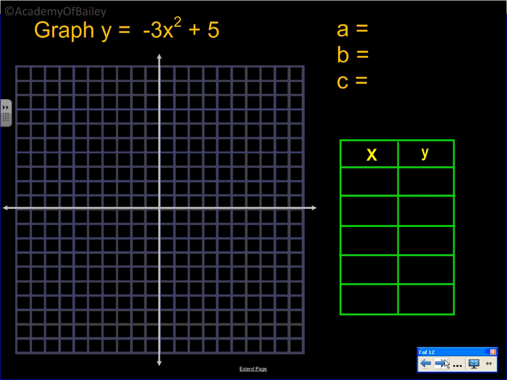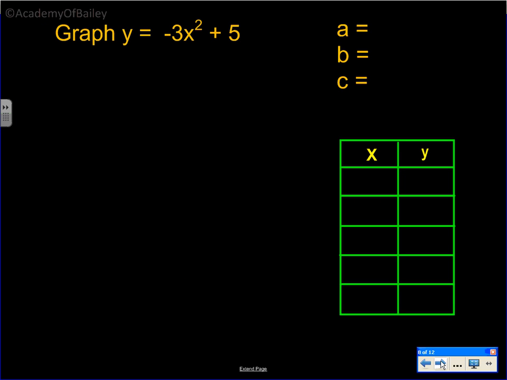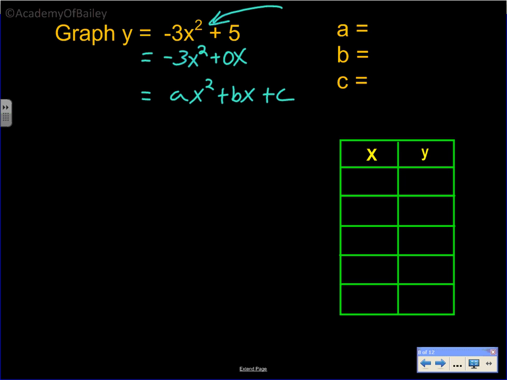Okay, let's move on to one more. See if you can go ahead and try this one on your own. See if you can identify A, B, and C. This one's a little bit different because you should probably think of it as negative 3x squared. Standard form is ax squared plus bx plus c. Now, in the original, there's no x, but you should know that in order to get rid of the x, there's going to be a 0 in front of it.